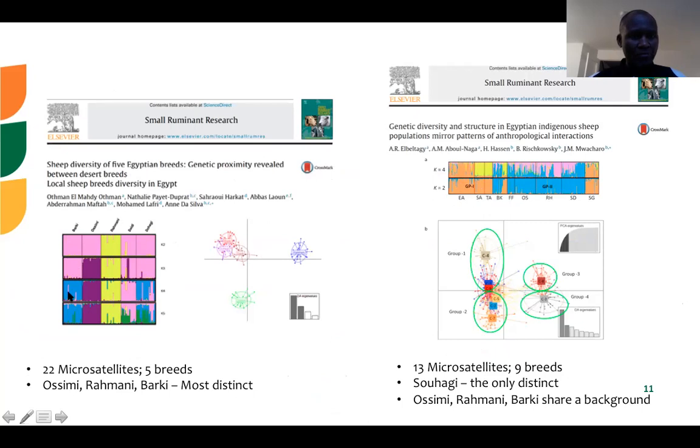The study done by Othman found that the Barki, the Osimi, and Rahmani had clear, distinct genetic profiles, while the same breeds, when analyzed using 13 microsatellites in the study by Elbetaji et al., were found to have an admixed genome profile. That study also showed that the Sughagi had an admixed genetic profile, while in the other study, the Sughagi had a distinct genetic profile. And this clearly indicates that for most of the African studies, even when done within a country, for them to be much more informative, there is need to standardize the microsatellite markers that are used.